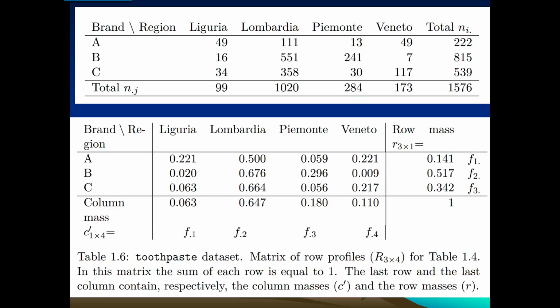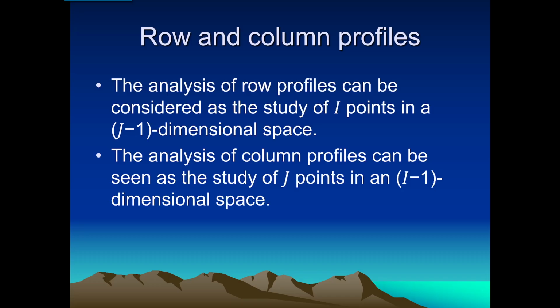Therefore, the analysis of the capital I points, of the row profiles, is an analysis of capital I points in the capital J minus 1 dimensional space. Because there are not capital J dimensions. The significant dimensions are J minus 1. The other one is a linear combination of the others, because the sum is 1. Right. Same thing for the column profiles.